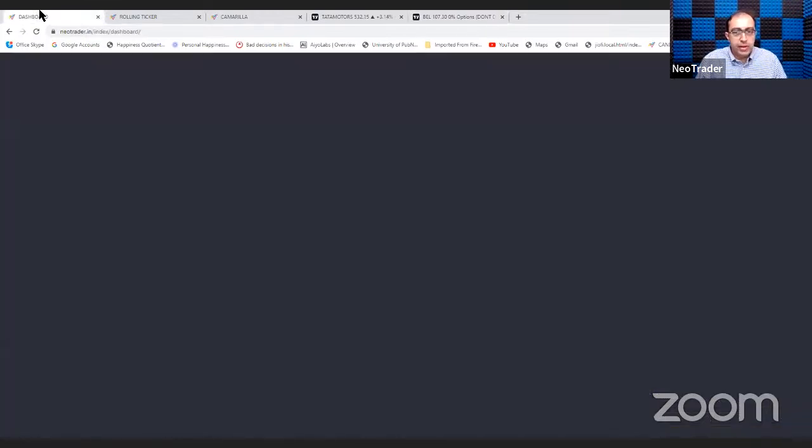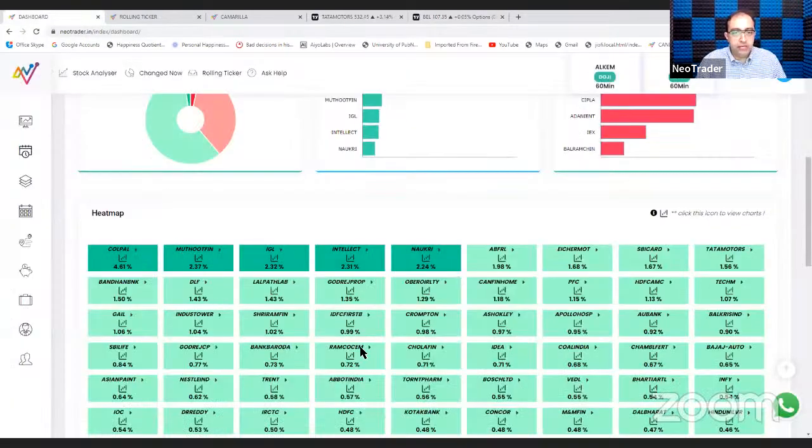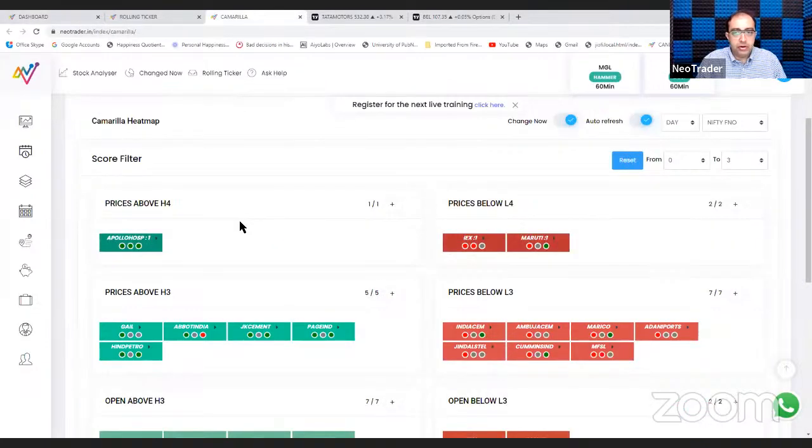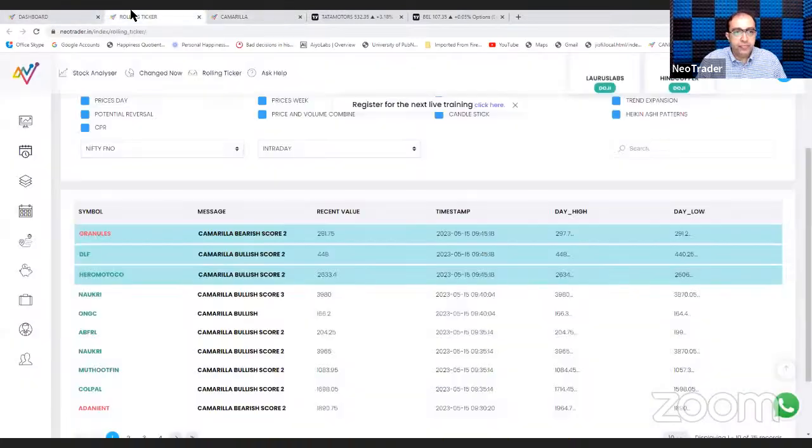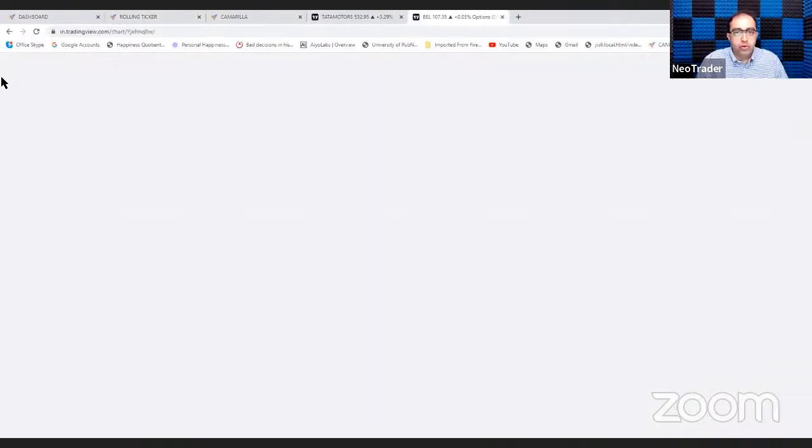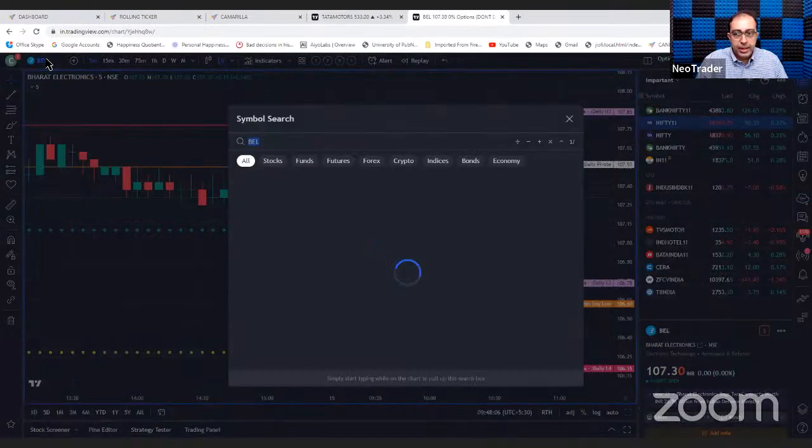Okay, so let's go back to the dashboard and let's see which other stocks are moving. We can take a look at stocks, and we can also keep the Camarilla page on. So if any movement emerges, it will be tracked here along with this. Now you can see here Granules is showing a bearish score of 2. So let's check out Granules once again.